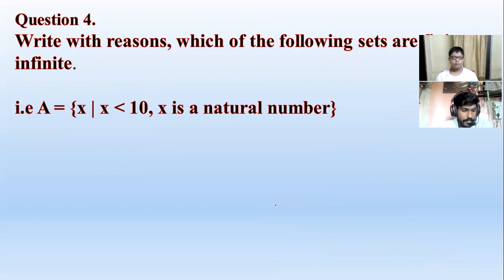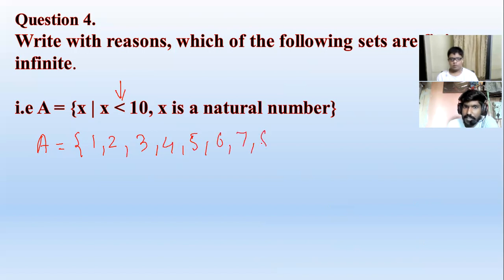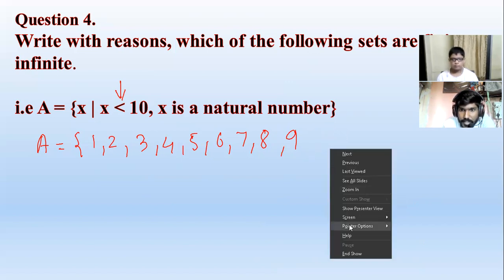So let's see. Can you read the first one? Set A is x variable such that x is smaller than 10, x is a natural number. Don't say smaller than, okay? This sign, say it as lesser than. Lesser than 10. So x is a variable such that x is less than 10, x is a natural number. Can you tell me all those natural numbers less than 10? 1, 2, 3, 4, 5, 6, 7, 8, 9. Will I write 10 as well? No, sir. No 10, because it is asked strictly less than 10. So up to 9.